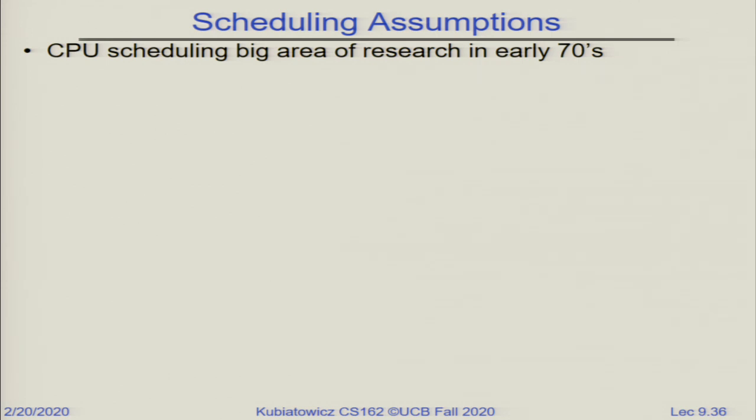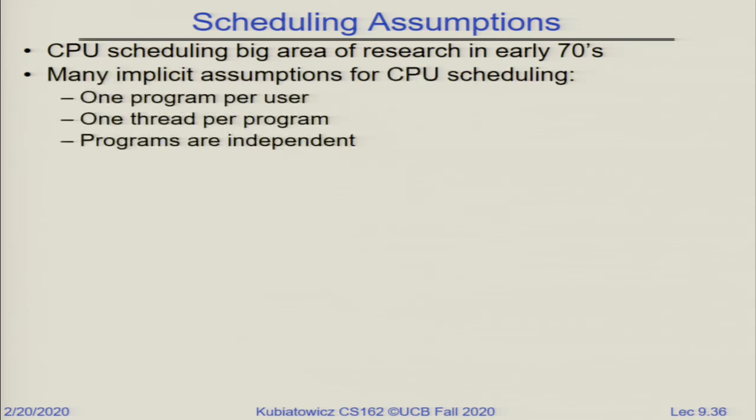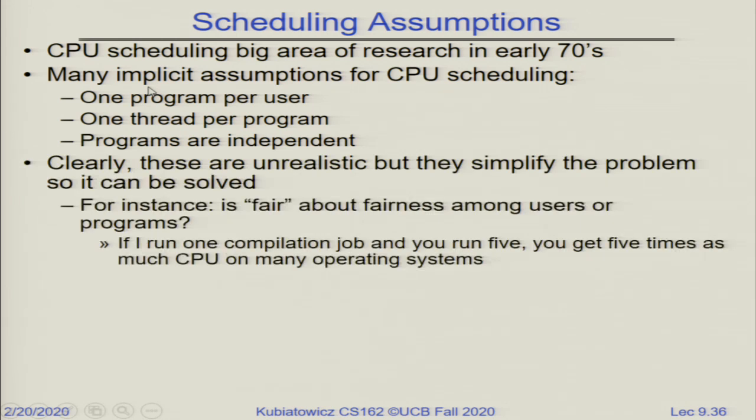So scheduling was a really hot topic in the 70s. Now, I mean 1970, not 2070. And there are many implicit assumptions there, like, for instance, one program per user, one thread per program, programs are independent. If you think about this, these restrictions seem kind of overly restrictive today, but it turns out if you do that, what's great is they simplify the problem so you can solve it.